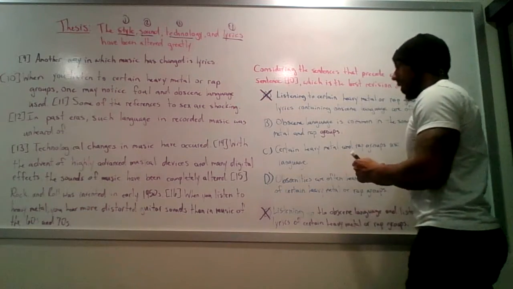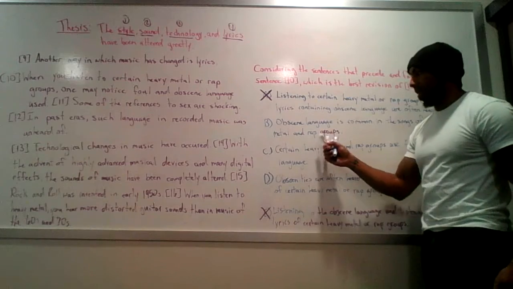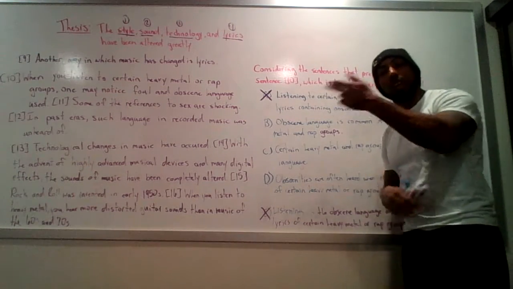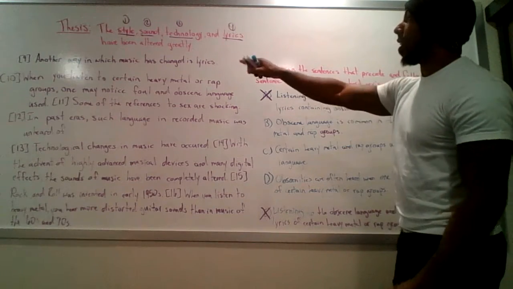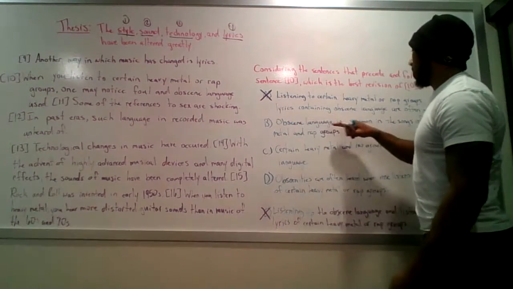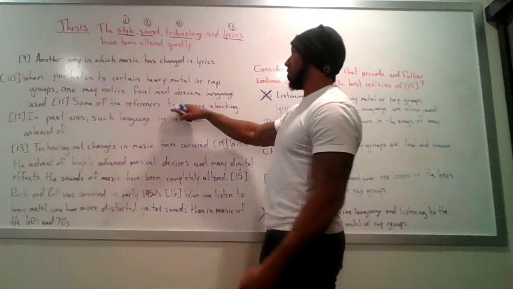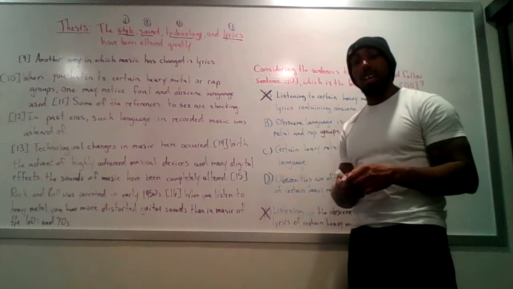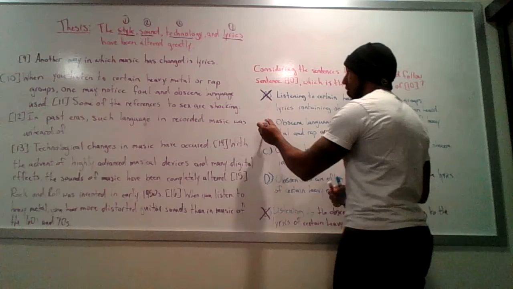Okay. Now, "obscene language is common in the songs of heavy metal and rap groups." Remember, the question says we have to consider the sentences that go before and after 10. So let's put this one in here. "Another way in which music has changed is lyrics. Now, obscene language is common in the songs of heavy metal and rap groups. Some of the references to sex are shocking." Now that sounds pretty good to me. And I'll just tell you that the answer is actually B.